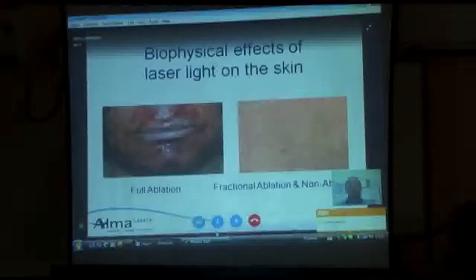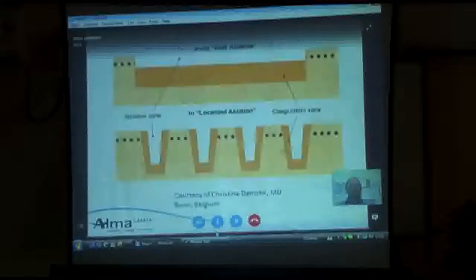This is an example of 2 different effects of laser: full ablation on the left and fractional ablative on the right. And you can see that the fractional ablative, of course, has different outcomes on the surface of the skin. And today more and more non-ablative fractional lasers are playing a major role in aesthetic dermatology. This is a nice diagram I got from Dr. Christine Dierickx, one of the founders of laser hair removal back in 1995.